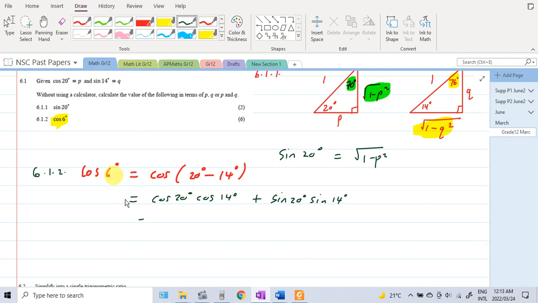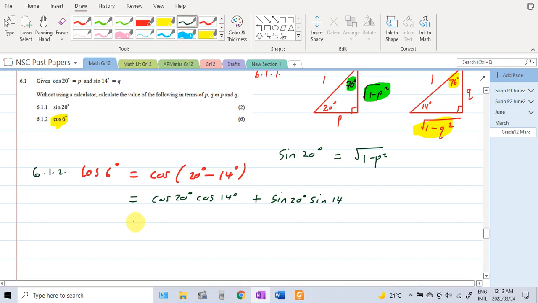So what is cos of 20? Cos of 20 is adjacent over hypotenuse, which is p over 1. So don't write over 1. Everything is over 1, so as it's p over 1, don't write it out. Just write p. I'm just showing it for the first part. Cos of 14 is adjacent over hypotenuse, so the square root of 1 minus q squared. Plus sine 20 is opposite over hypotenuse, which is the square root of 1 minus p squared, and sine 14 is from here, opposite over hypotenuse, which is q.